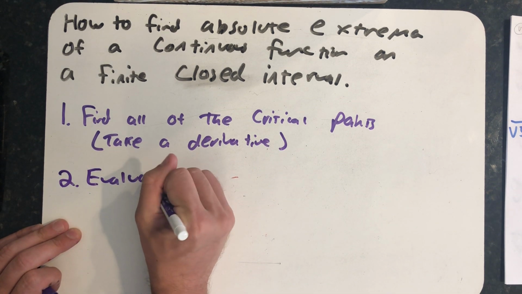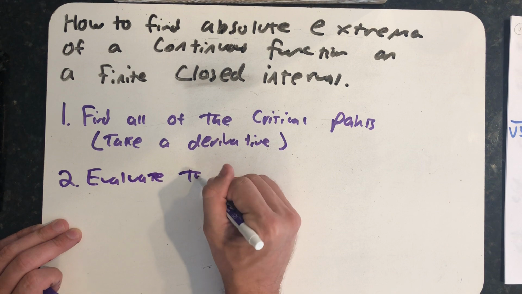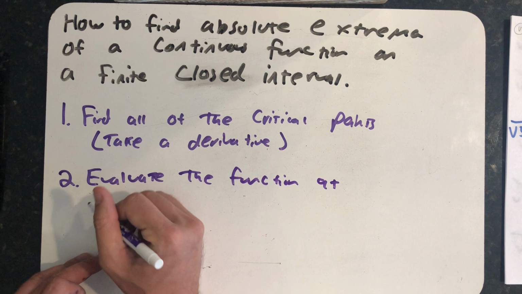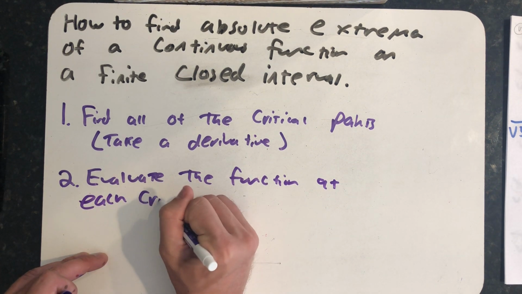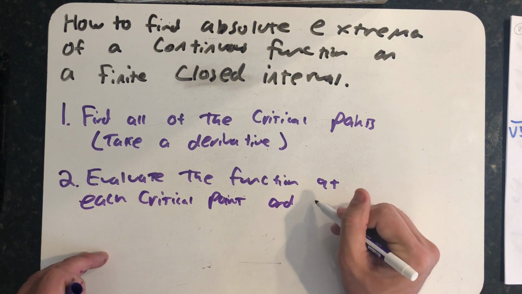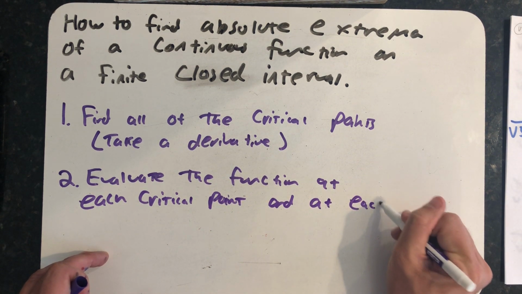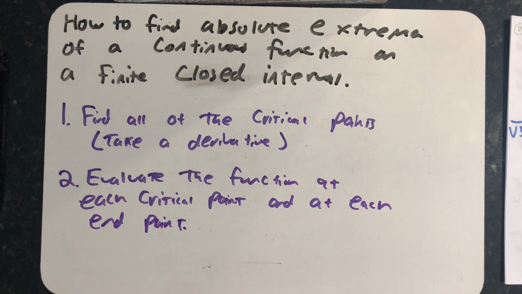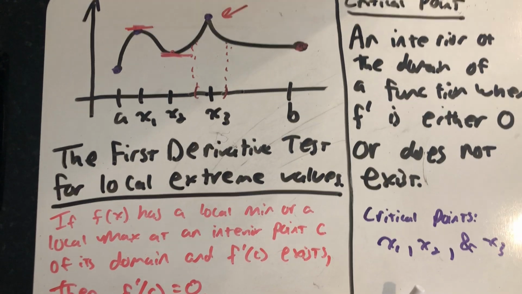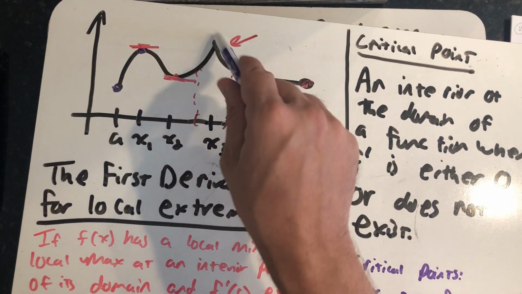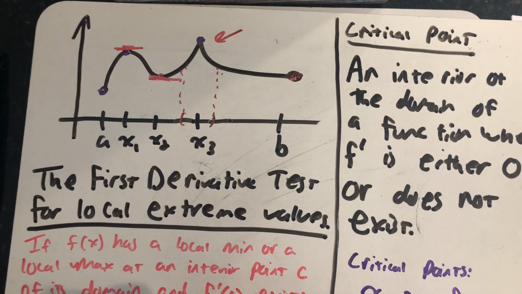Step 2, evaluate the function at the critical points and at each endpoint. What that will do is give us a list of y values. And in fact, looking at this graph, it would tell me all of these y values, each endpoint, and then each one on the inside where my derivative was either 0 or does not exist.